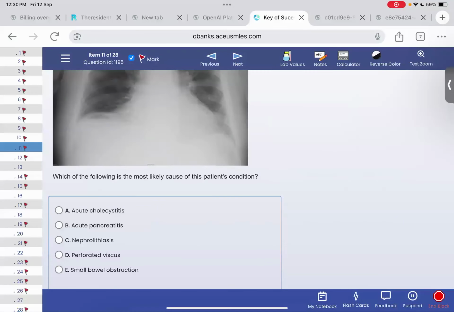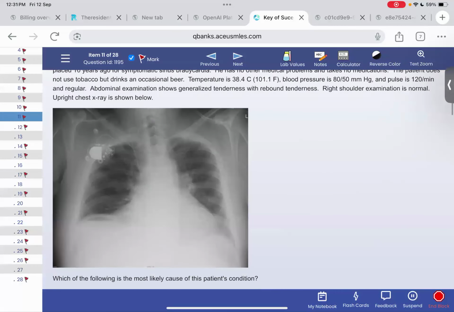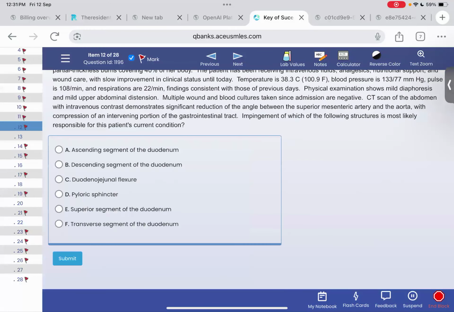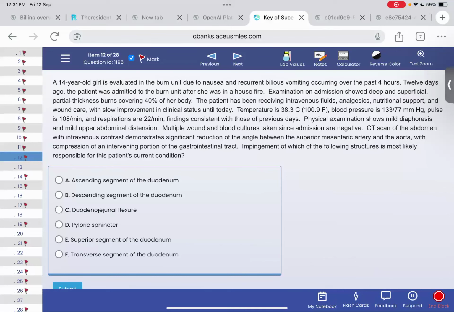What does viscus mean in perforated viscus? Viscera, hollow organs. Oh, hollow organs. Okay. Thank you. You're welcome. So I think it is simply based on the basis of exclusion. If you know a little anatomy of this, then you will exclude all the options.